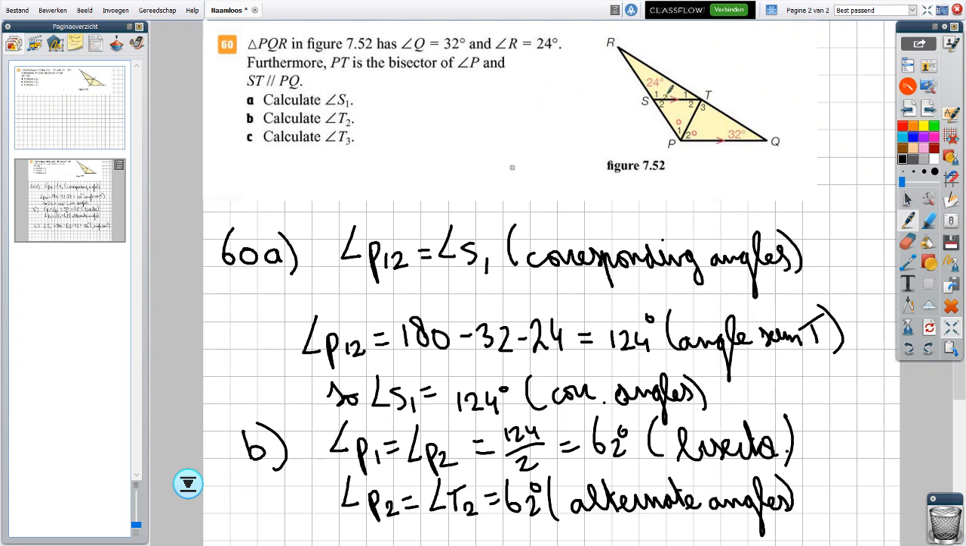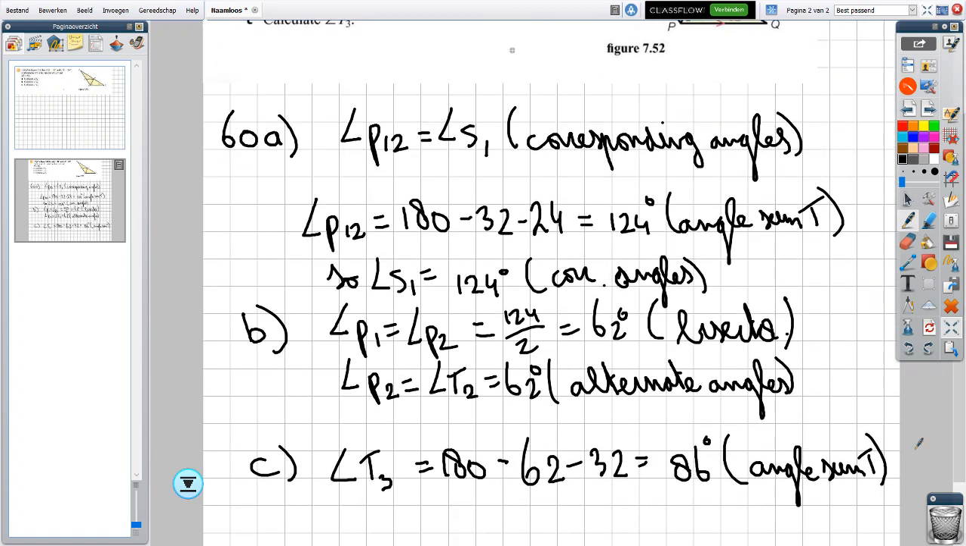Right? And yeah, practice with corresponding angles and alternate angles. Be on the lookout for F shapes and Z shapes. Okay? In that case, I would say good luck.